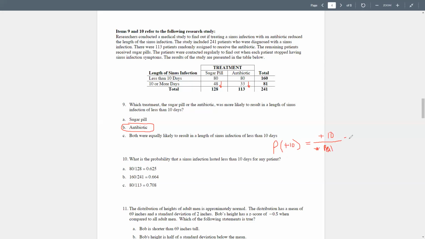Okay. So how many 10 days or more do we have? We had 81, right? Can somebody help me with that?